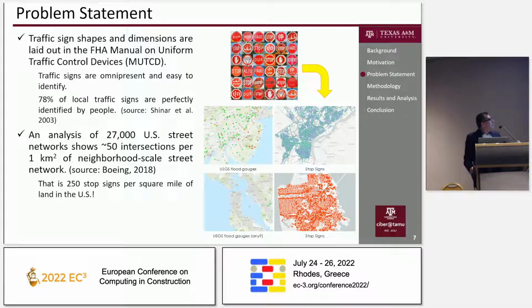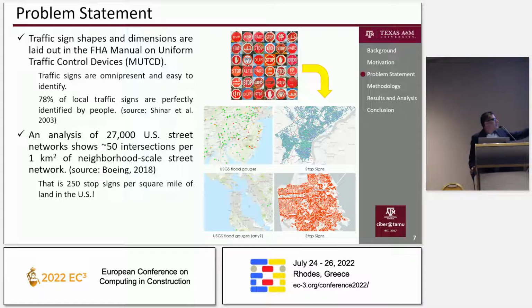So we don't know how many of these signs exist for obvious purposes. We don't know exactly where they are because police are interested in issuing tickets as you violate the stop sign, so they don't really tell you where these signs are in many parts of the world. But there are studies that show that, for example, in the US, this study by Boeing in 2018, they found that for every 1 square kilometer of residential neighborhoods, we have about 50 intersections. And if you imagine in some intersections, we have 1 stop sign, 2 stop signs, 3 or 4, these are a lot of stop signs. So we focused on stop signs in this study, and of course, this can be scaled to other types of traffic signs as well.